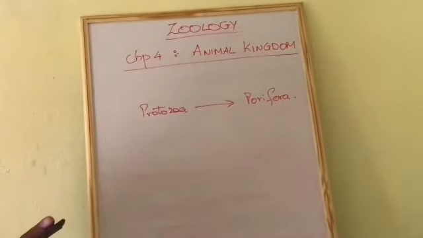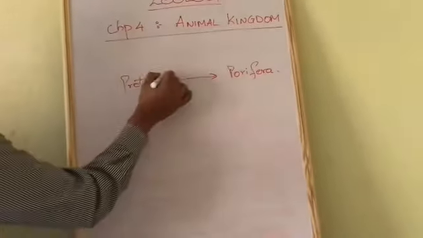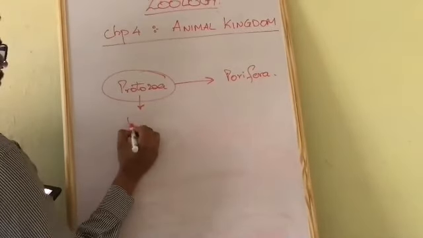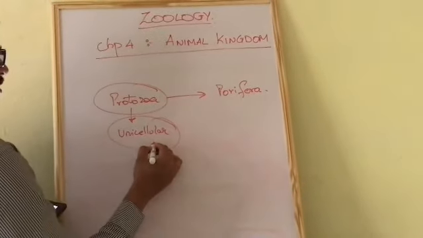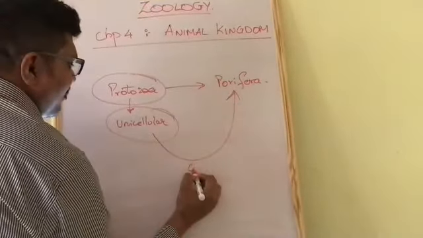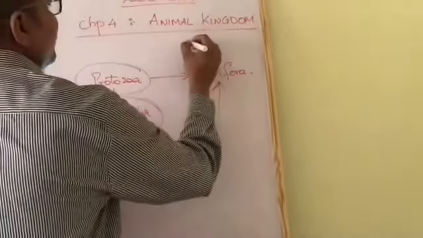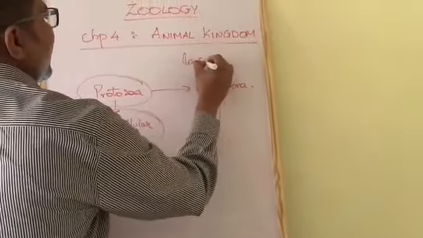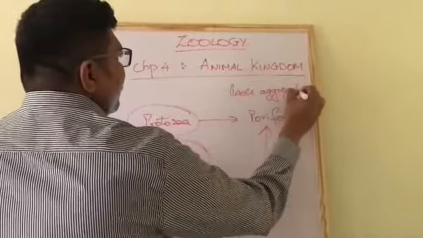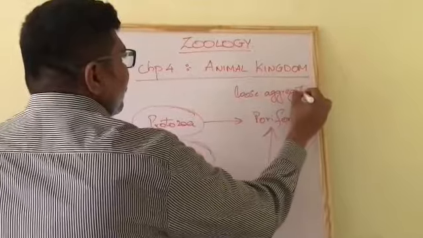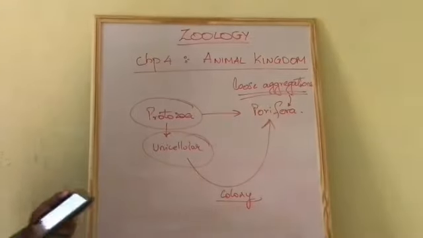Now Porifera is the close or loose association of the cells. You need to understand those cells are similar to protozoans because protozoans are unicellular. And if these unicellular organisms start colonizing, that is forming a colony, it is going to form loose aggregations of cells. And these loose aggregations of cells can be termed as the poriferans.